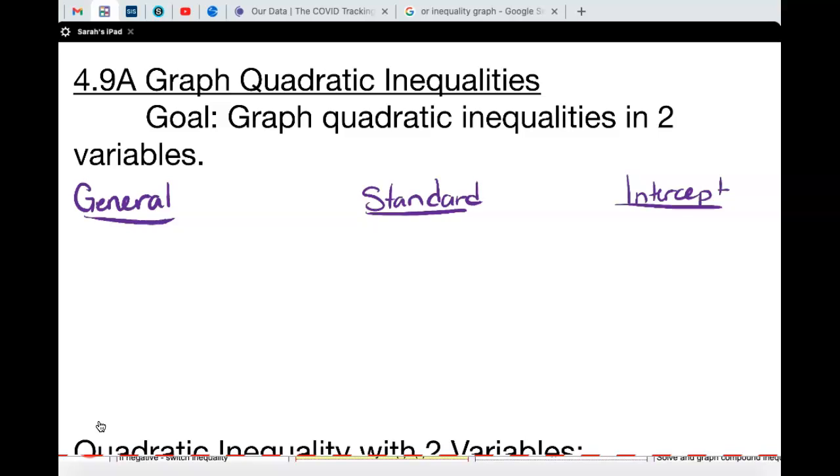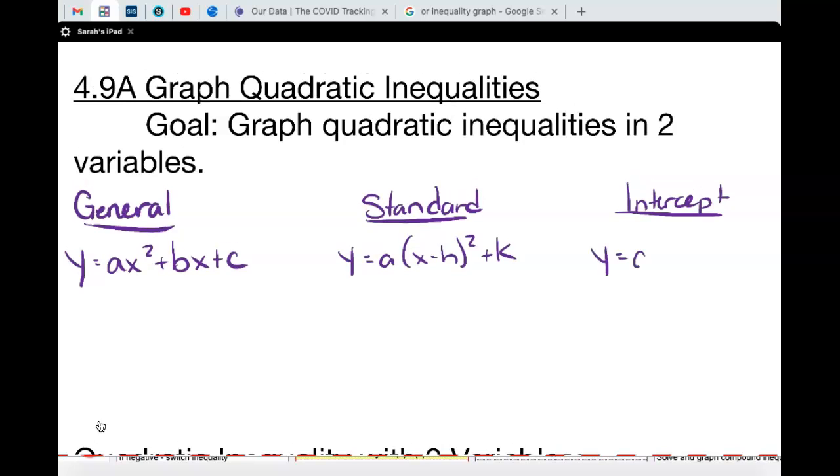General form is y equals ax squared plus bx plus c. And standard form is y equals a parentheses x minus h squared plus k. And then intercept form is y equals a parentheses x minus p parentheses x minus q. Awesome. Okay, so here's our 3 forms.